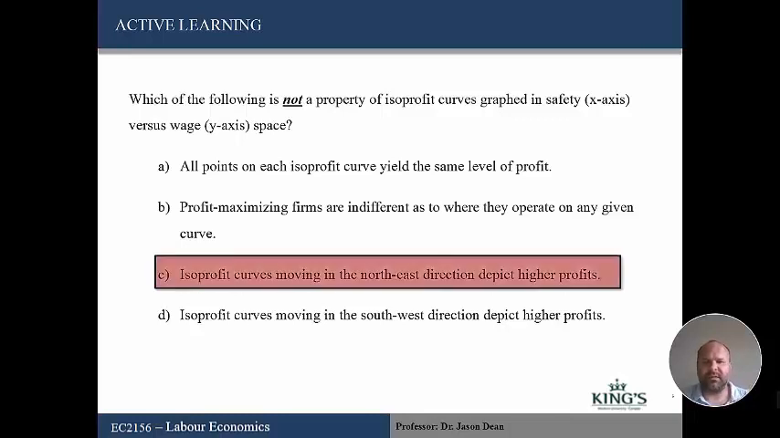Okay, so C is the correct answer. Isoprofit curves moving in the northeast direction depict higher profits. That's incorrect. That's not a property. Okay, the rest of these are true.